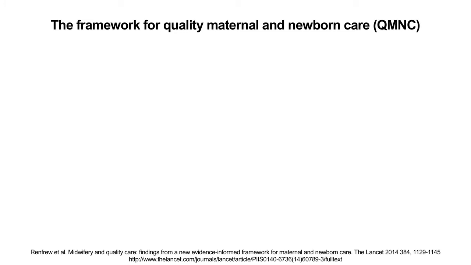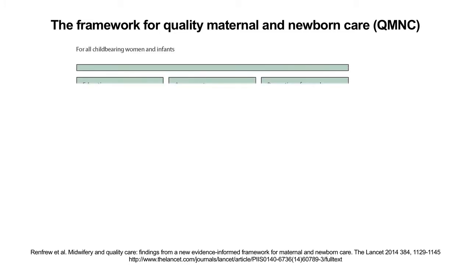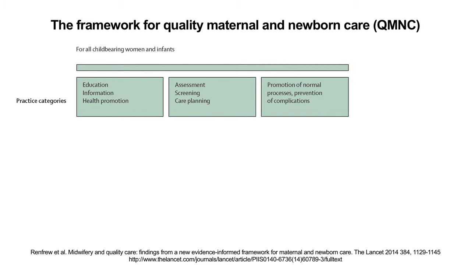So starting at the top of the framework, first of all you can see that the green boxes, if you like, on the left-hand side are care that all women and all babies should be receiving. So that's right at the top of the diagram. The first set of categories, if you like, is practice categories. It's the what is being done that's going to help women and babies.